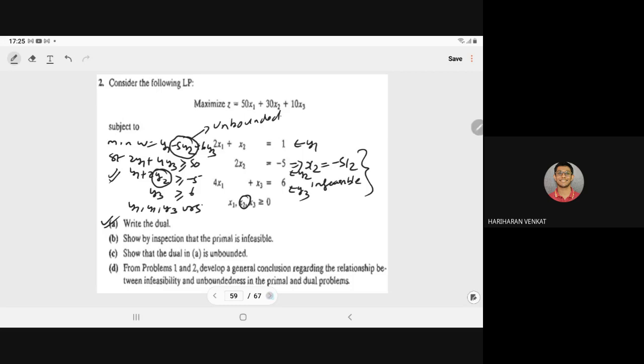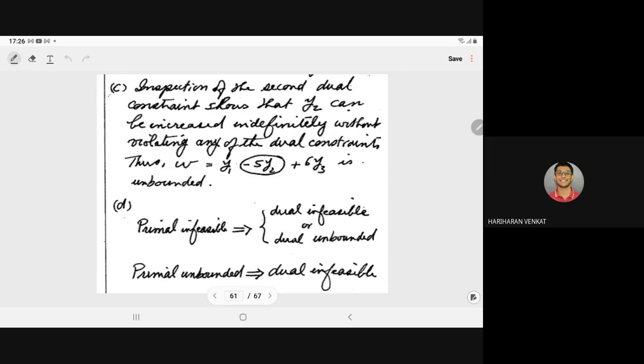So here we have the inspection of the second dual constraint shows that y2 can be increased indefinitely without violating any of the dual constraints. Y2 you can take up to any extent. Thus W is equal to y1 minus 5 y2 plus 6 y3 is unbounded.